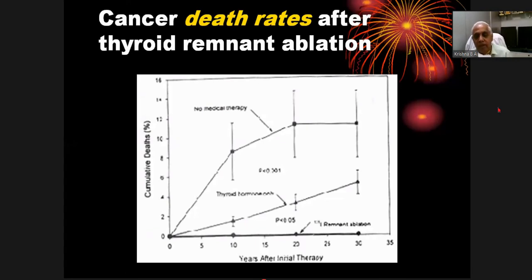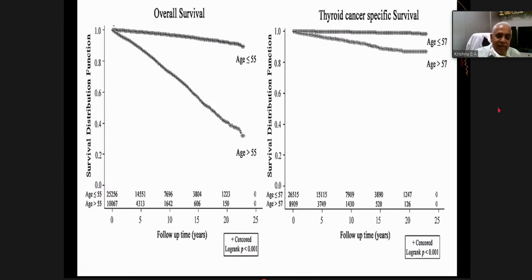This is one of the recent studies that has come up, where you see overall survival, and you can definitely see that where radioiodine is given, there is a phenomenal impact on the overall survival as well as thyroid cancer specific survival in the age group of less than 55 and those above 55.